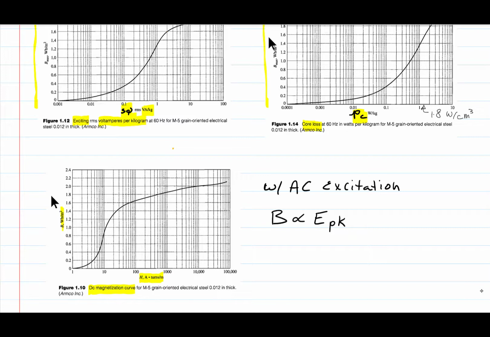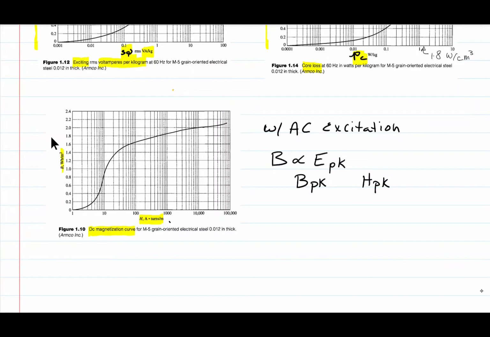So what we're really looking at here is a B peak value if we were to associate the quantity on the y-axis with an electrical voltage. If we want to associate this quantity on the x-axis with an electrical current, we really can think of it as an H peak.